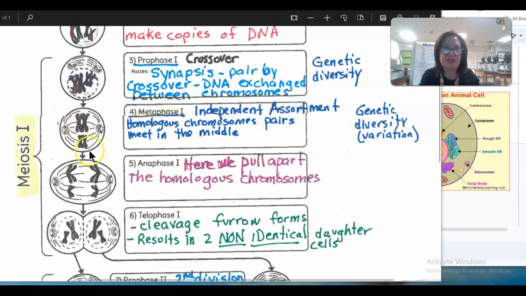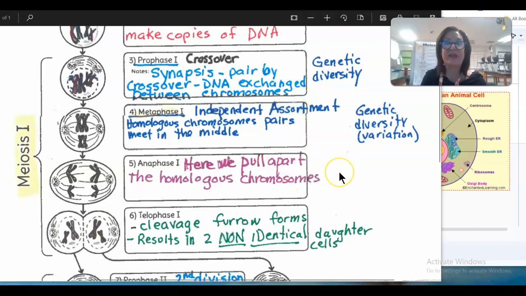So you can see from this image that it's lined up. In this instance, I have 2 chromosomes here and 2 chromosomes here. And again, this will create genetic diversity or variation because one of these could have lined up with one of these other chromosomes. So it could line up in any way, which is again causing diversity.